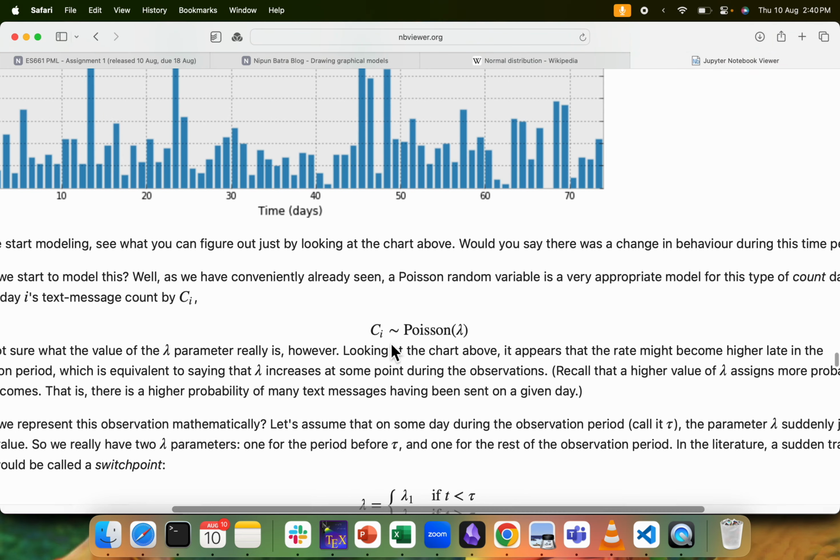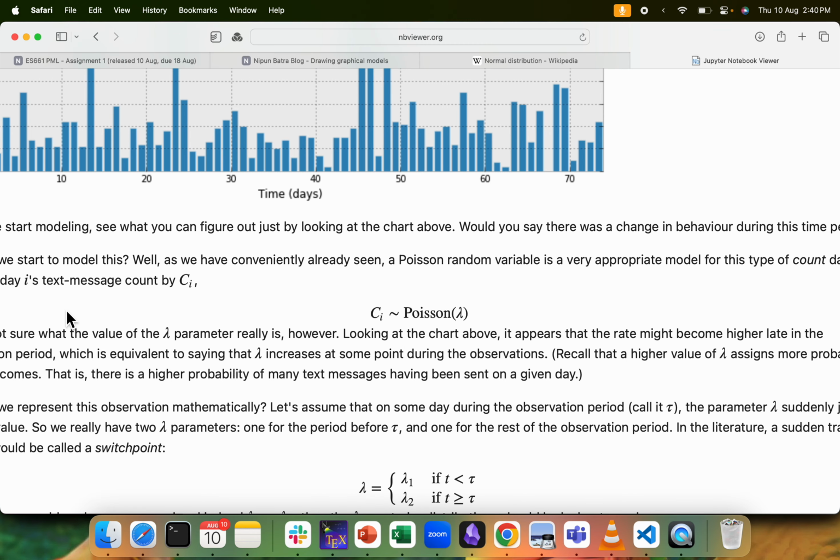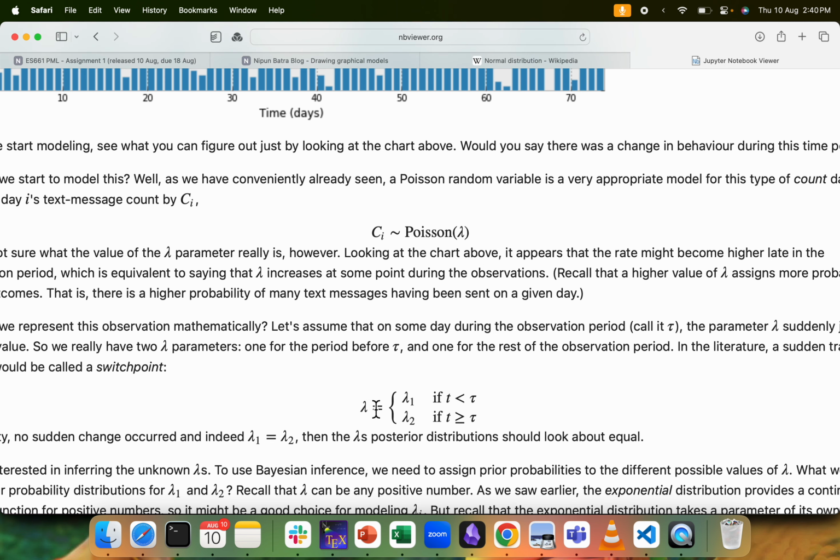So what you're saying is that the count of the number of text messages you receive for a particular day i is given as Poisson with a certain value lambda, which is known as the rate. And you're saying that that lambda is lambda 1 if time is less than tau and lambda 2 if it is greater than tau, right? So now in this case, you have three things which you're trying to find out: tau, lambda 1, lambda 2, right?